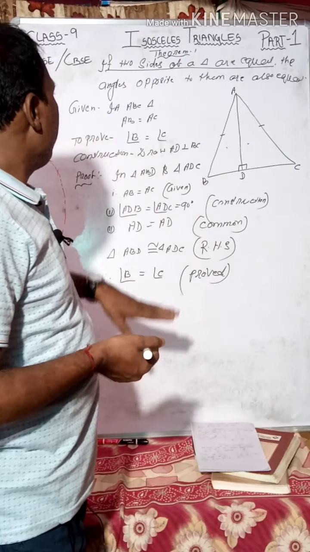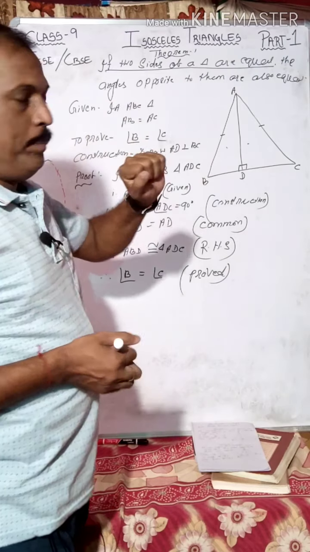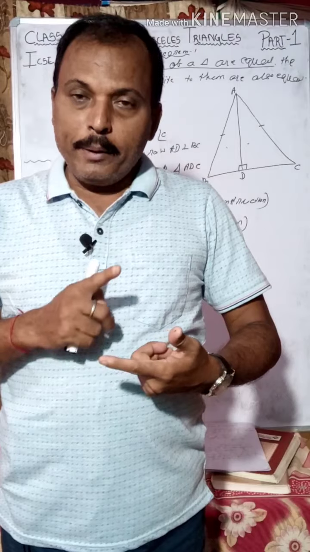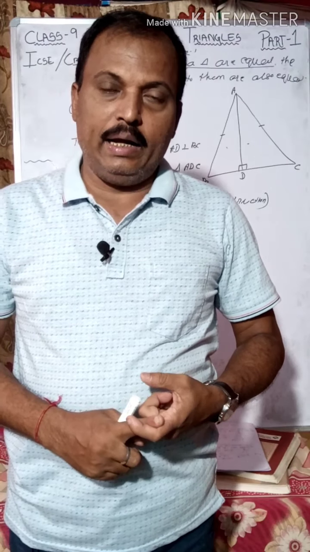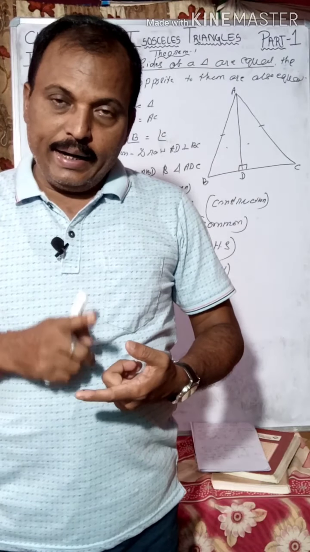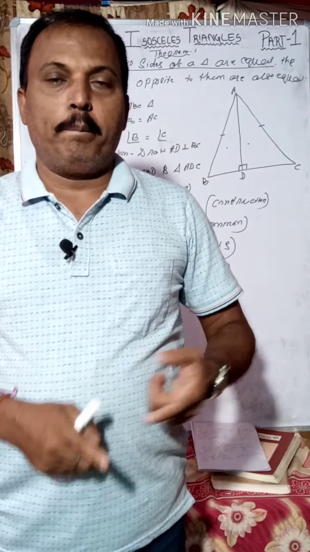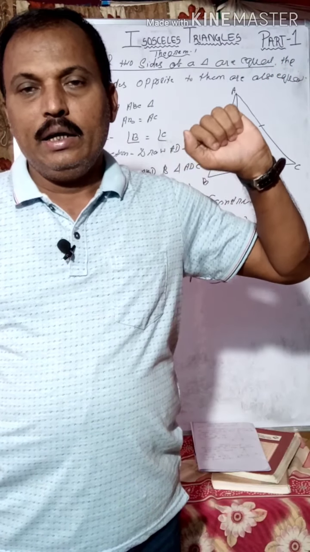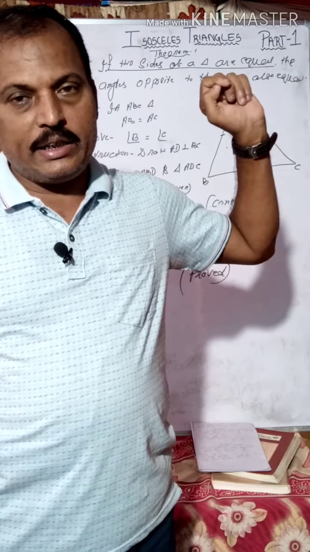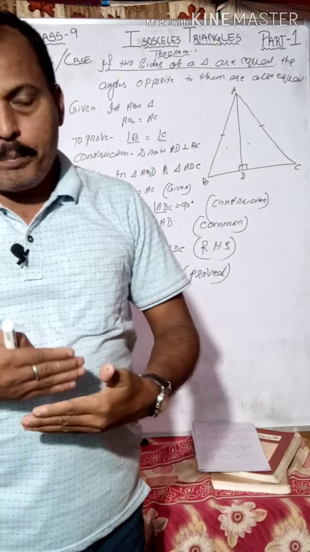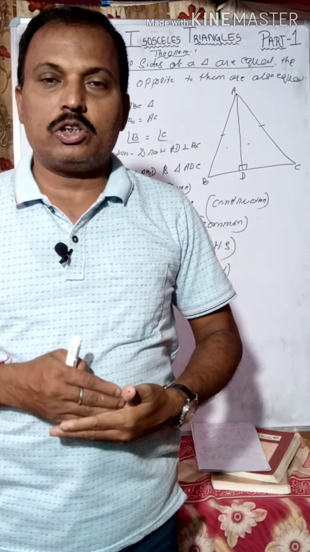So this is theorem 1. What is our theorem 1? If two sides of a triangle are equal, then the angles opposite to them are equal. Given: we drew a triangle ABC in which AB is equal to AC. To prove: angle B is equal to angle C. Then it has a construction.